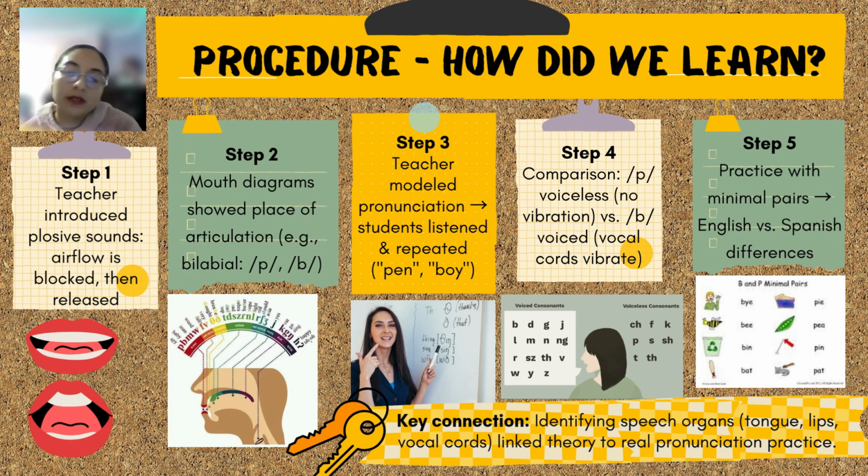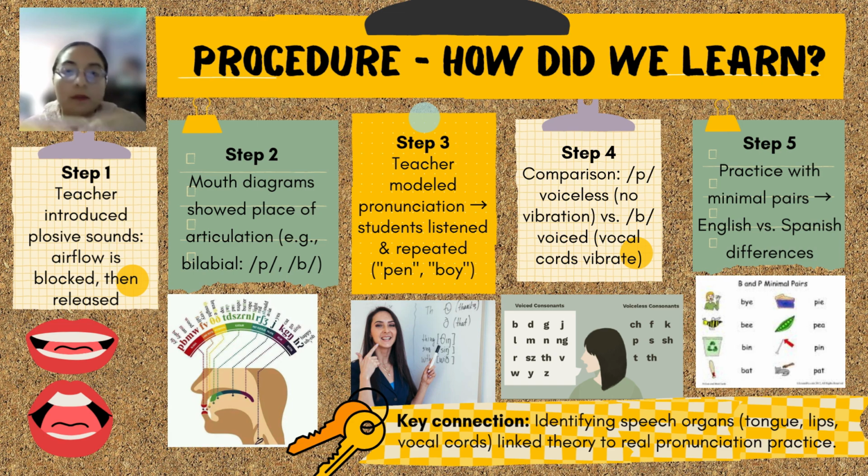The learning process followed 5 steps. First, the teacher introduced the concept of stop or plosive sounds, sounds produced when airflow is completely blocked and then suddenly released. Second, the teacher explained how each sound is produced using mouth diagrams. For example, P and B are bilabial sounds because both lips close and then open.